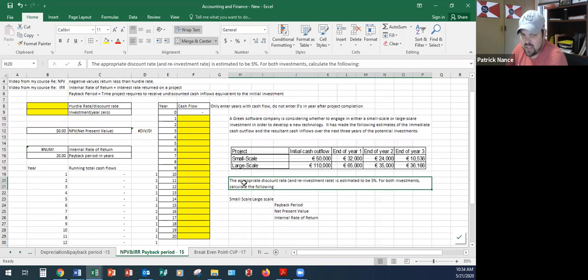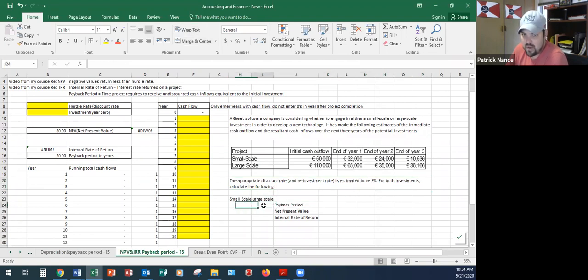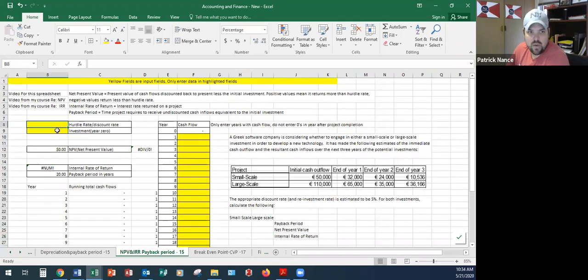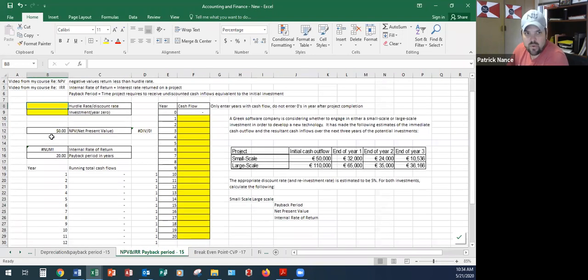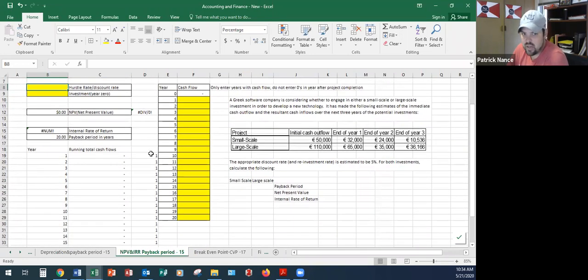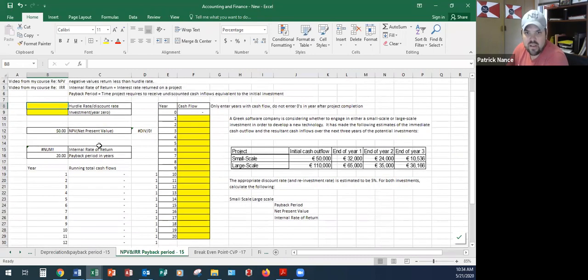And then what the question actually asks is, it gives us a discount rate or reinvestment rate, which is 5%, and it wants us to calculate the payback period for both, the net present value for both, and the internal rate of return for both. So quite simply, all this requires, and I put 20 years in here just because I don't know how many years are going to be on the worksheets and problems that you have. This one obviously only requires 3 years, so it's pretty short.